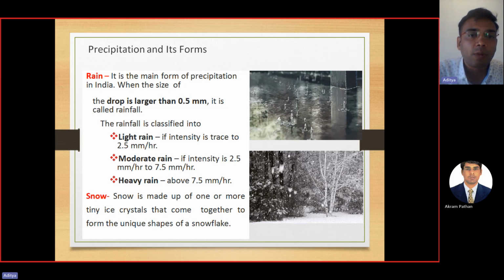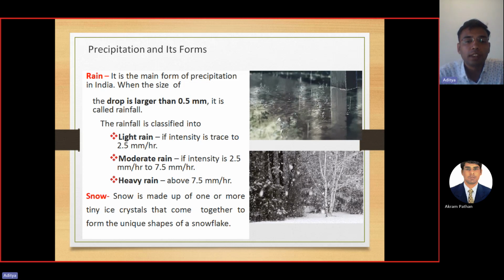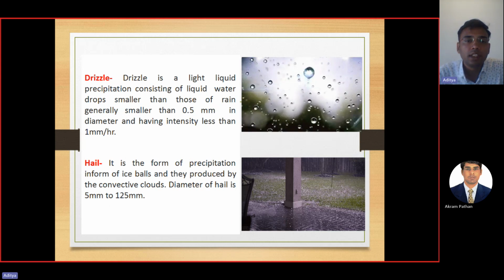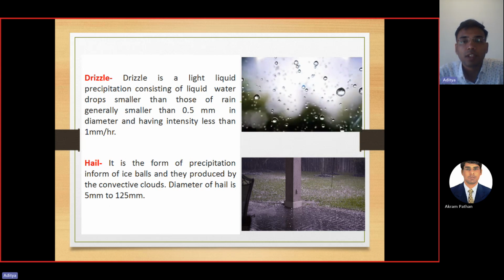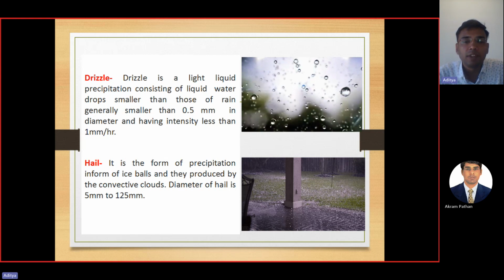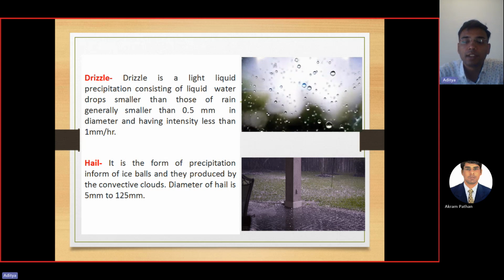The next form of precipitation is snow. It is made up of one or more tiny ice crystals that come together to form a unique shape, a snowflake. The next form is drizzle. If the water droplet size is smaller than 0.5 mm and its intensity is less than 1 mm per hour, then you can categorize it as drizzle. Then hail. If the diameter of the water droplet is 5 mm to 125 mm, then you can categorize it as hail.